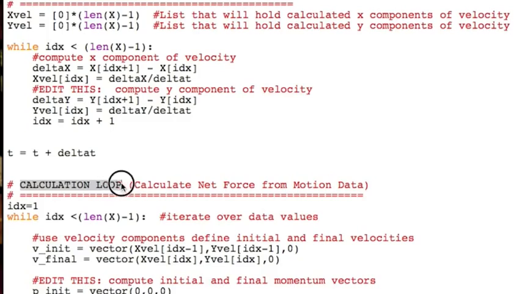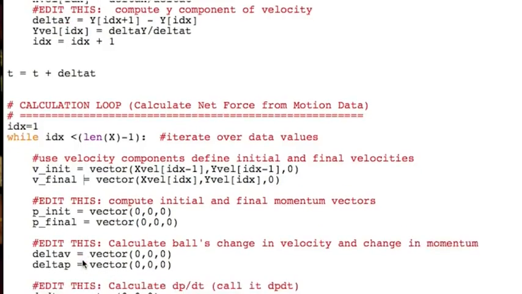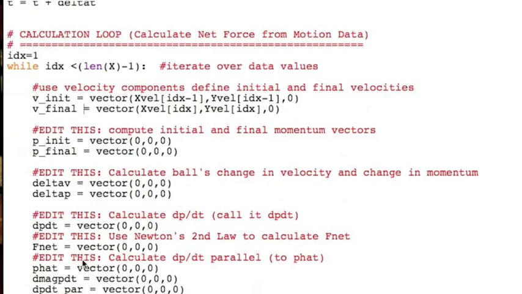Now we can calculate motion changes that we can connect to the net force. We do this in the main calculation loop here, where we reset our index variable and once again use a while loop with the index as the loop variable. For each value of the index variable, we first form velocity vectors v initial and v final from the velocity components in the lists. The code shown here does that correctly.